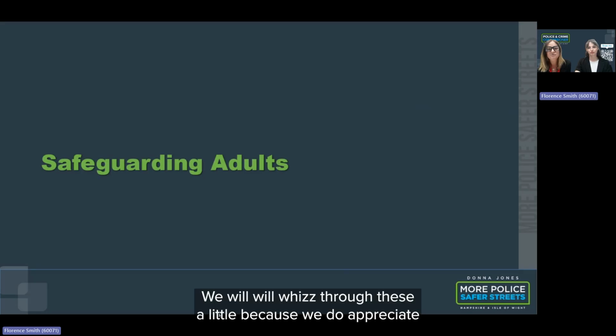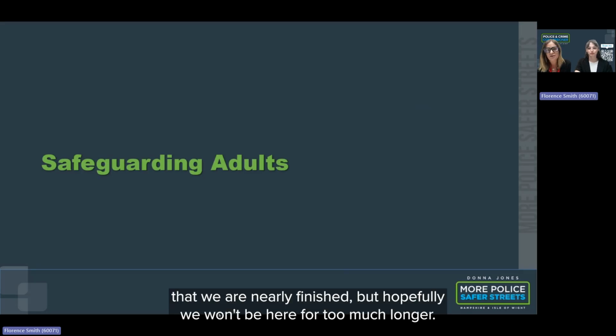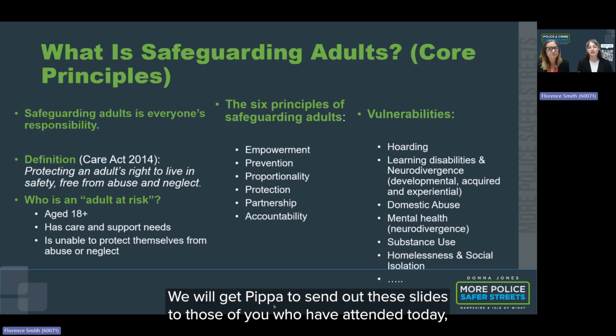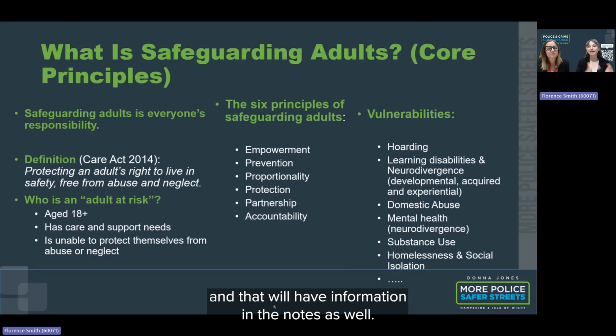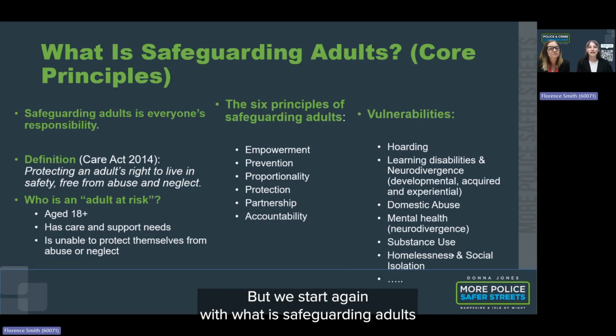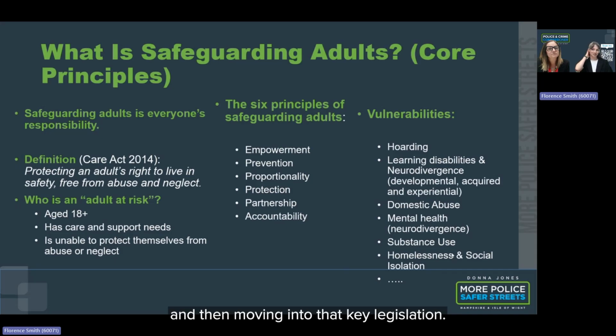We will whiz through these a little bit because we do appreciate that we are nearly finished, but hopefully we won't be here for too much longer. Just for that time check for people on, we have roughly about 6 slides. We will get Pippa to send out these slides to those of you who have attended today, and that will have information in the notes as well. So if we are moving a bit too fast, you can check in about that. But we start again with what is safeguarding adults, and then moving into that key legislation.